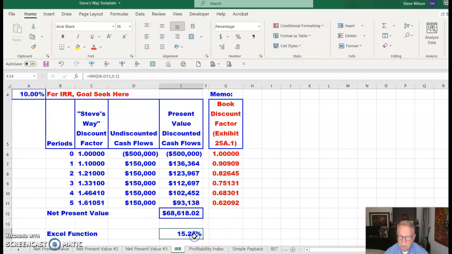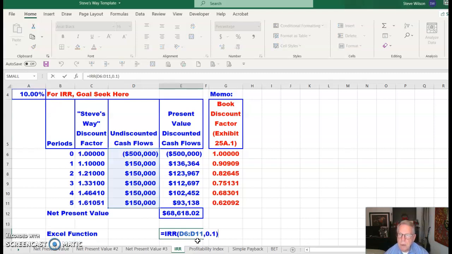In the Excel function, you can see I'm using the internal rate of return, and this 10% is a guess factor in that calculation. So don't worry too much, just get close. It'll work out perfectly. But in the internal rate of return, we use the whole range. We don't need to segment it as we did with the net present value.